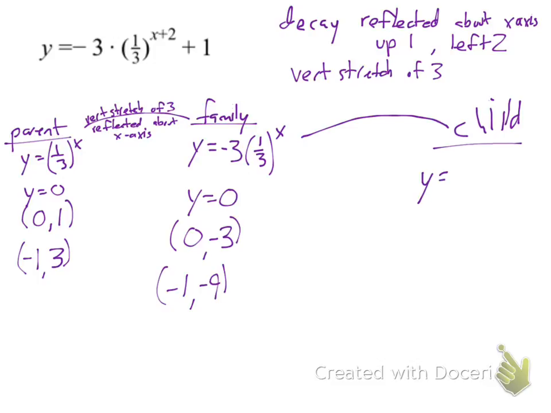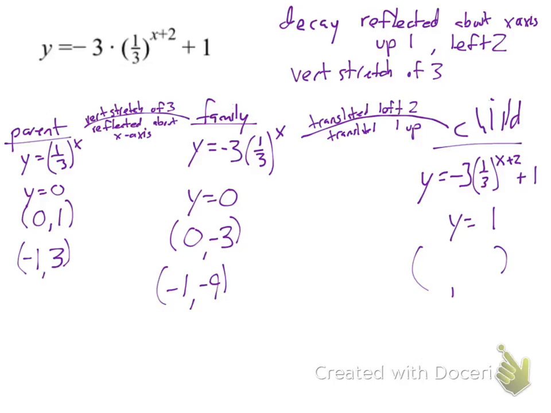Child. The whole thing, yes? What's on the bridges? Translated left 2. Translated 1 up, or up 1, doesn't matter. So now it's not y equals 0, it's y equals 1, because I'm taking all the y values and adding 1. So it's not -3, it's -2. It's not -9, it's -8. I just did all the y values.